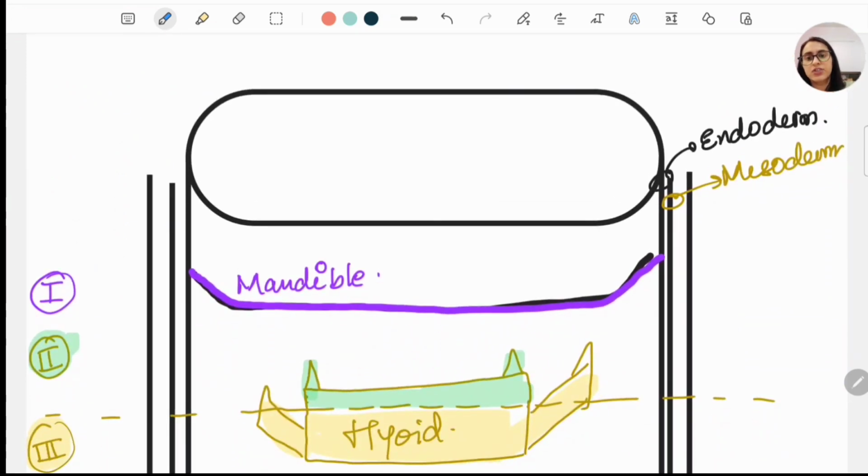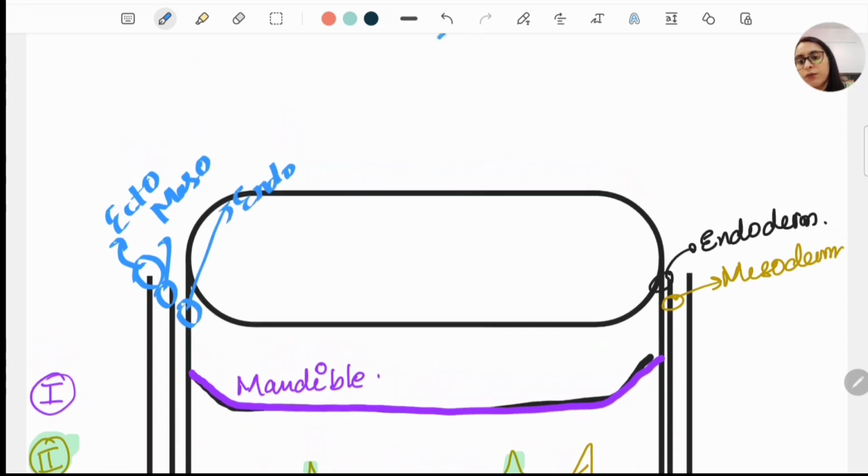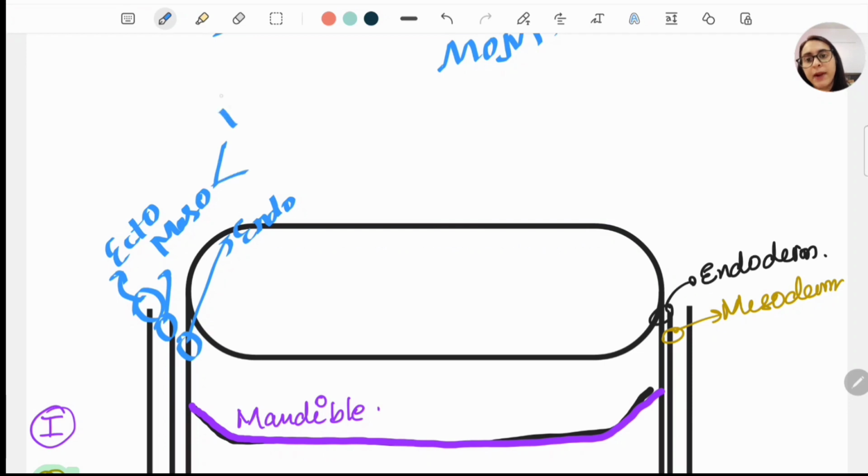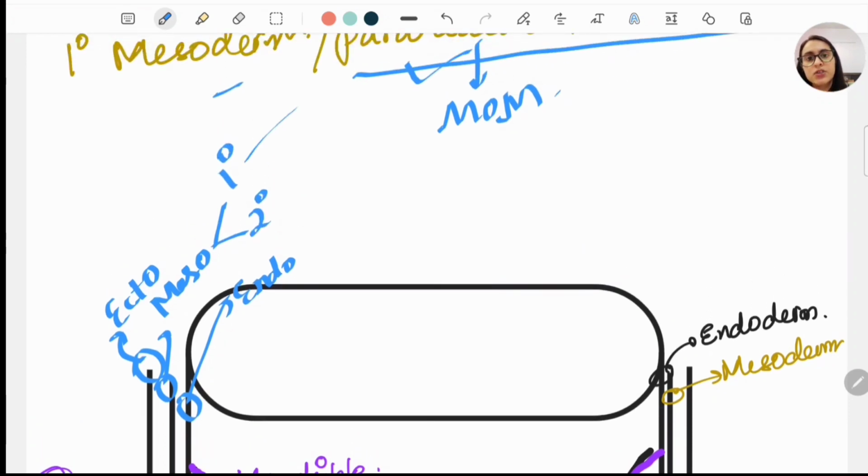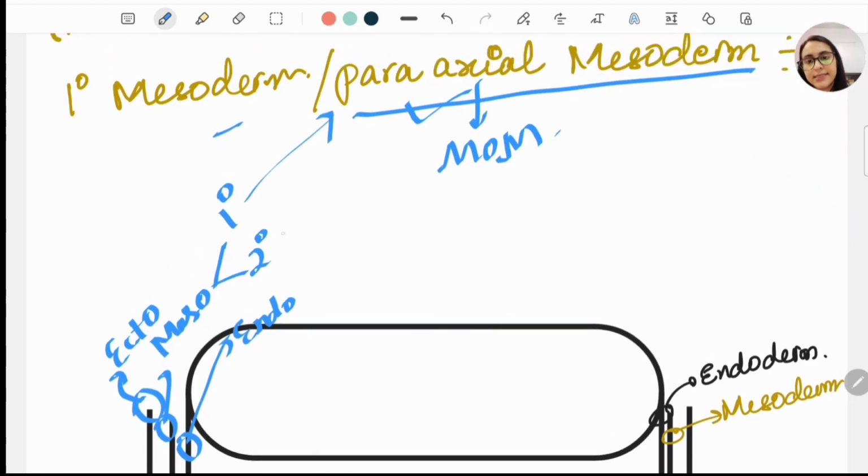When we see this structure, the outer layer is ectoderm, the middle layer is mesoderm and the inner layer is going to be endoderm. Now we have mesoderm into primary and secondary. Primary mesoderm is also known as paraxial mesoderm, and secondary mesoderm will form neural crest cells, which in turn form the pharyngeal arches.